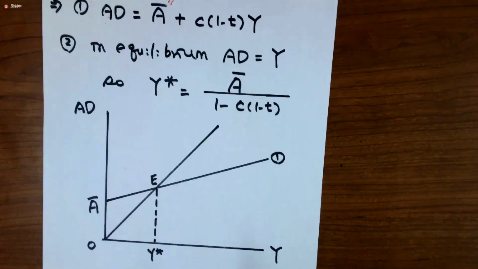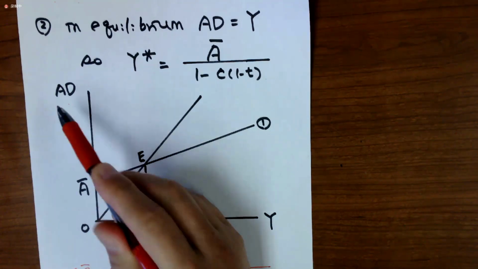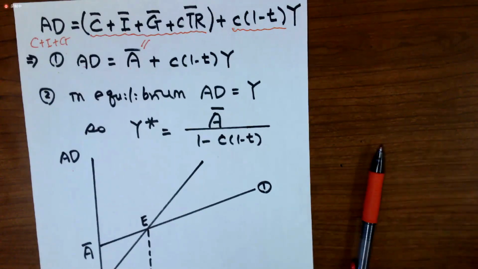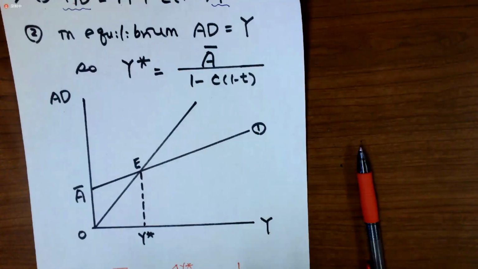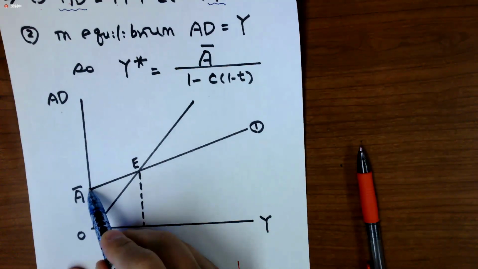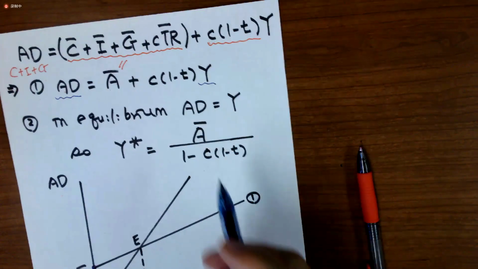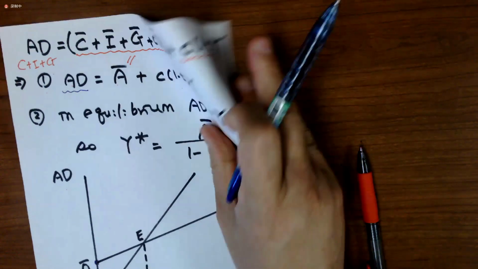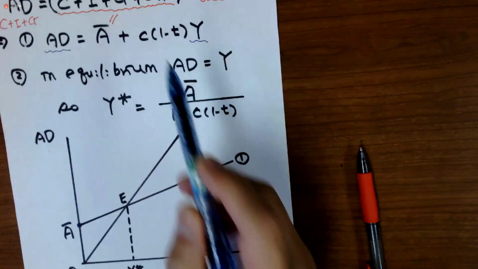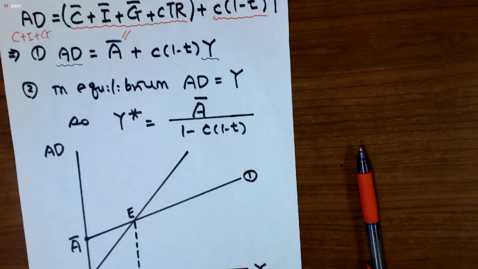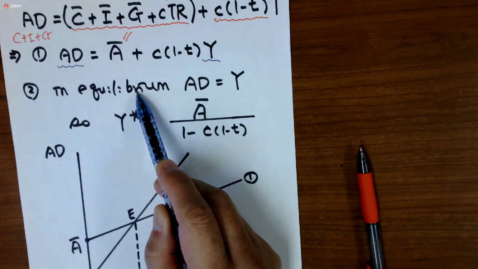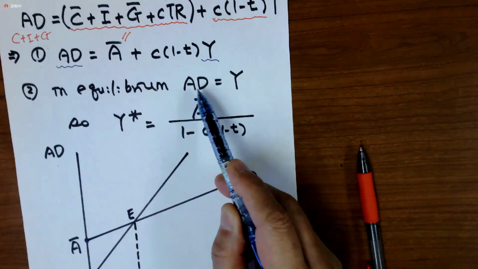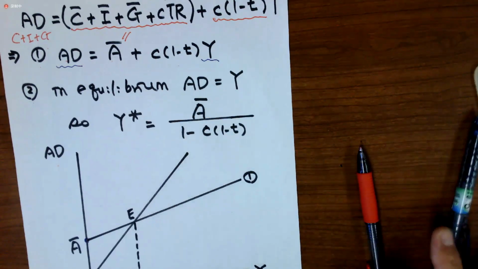In a diagram, you have AD on the vertical axis, Y on the horizontal axis. This gives us a straight line with a positive intercept, and the slope, which is the marginal propensity to consume out of total income, gives us a straight line flatter than the 45-degree line. And then the second equation, as before, says that in the equilibrium of the macroeconomy, aggregate demand equals aggregate supply. Aggregate demand equals the output or the income for the economy as a whole.